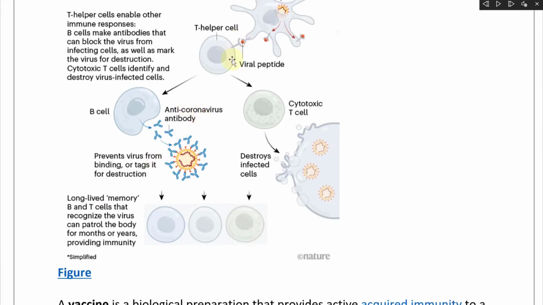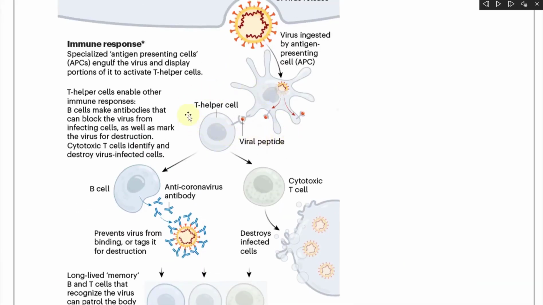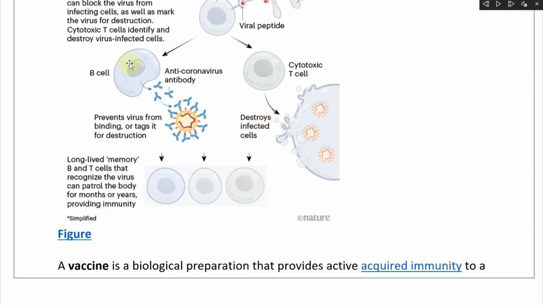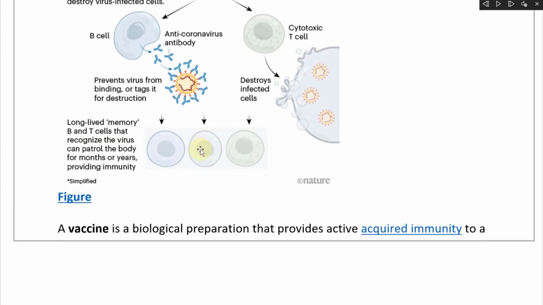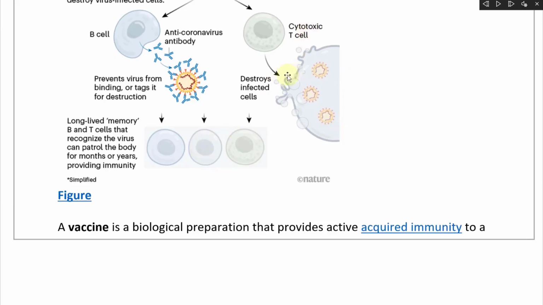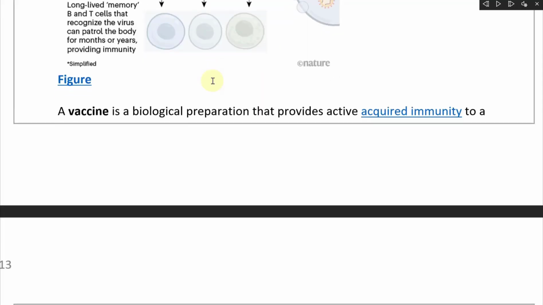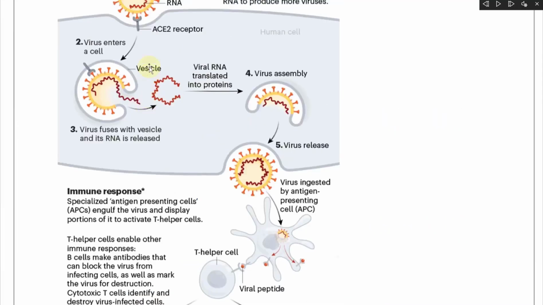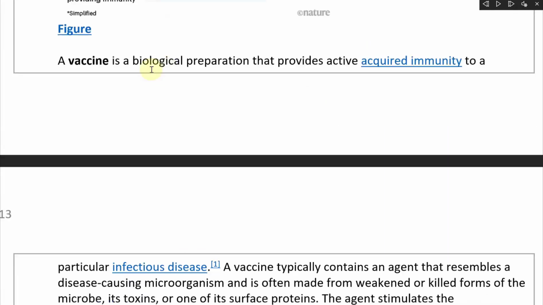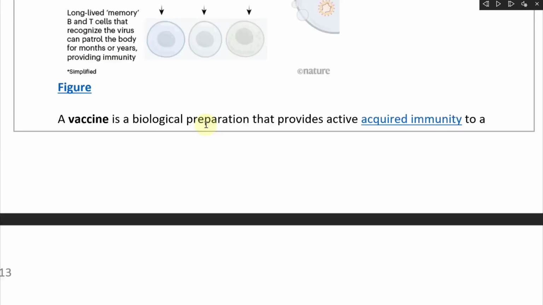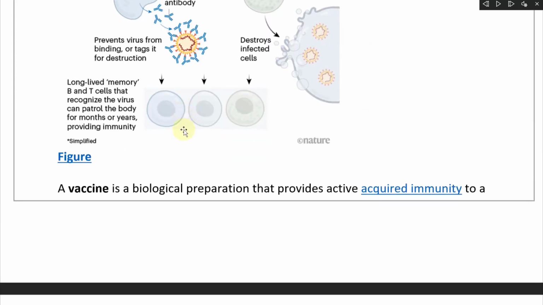Simplify. Once they recognize these parts of the virus that's engulfed by the antigen-presenting cell, you'll have these long-lived B and T cells that have recognized it. Once one sees it, it goes in and neutralizes it or creates antibodies to prevent infection, and also destroys other so-called infected cells. And this is from nature.com. It's a pretty good illustration of the mainstream theory, not necessarily germ theory, just the idea of disease transmission.